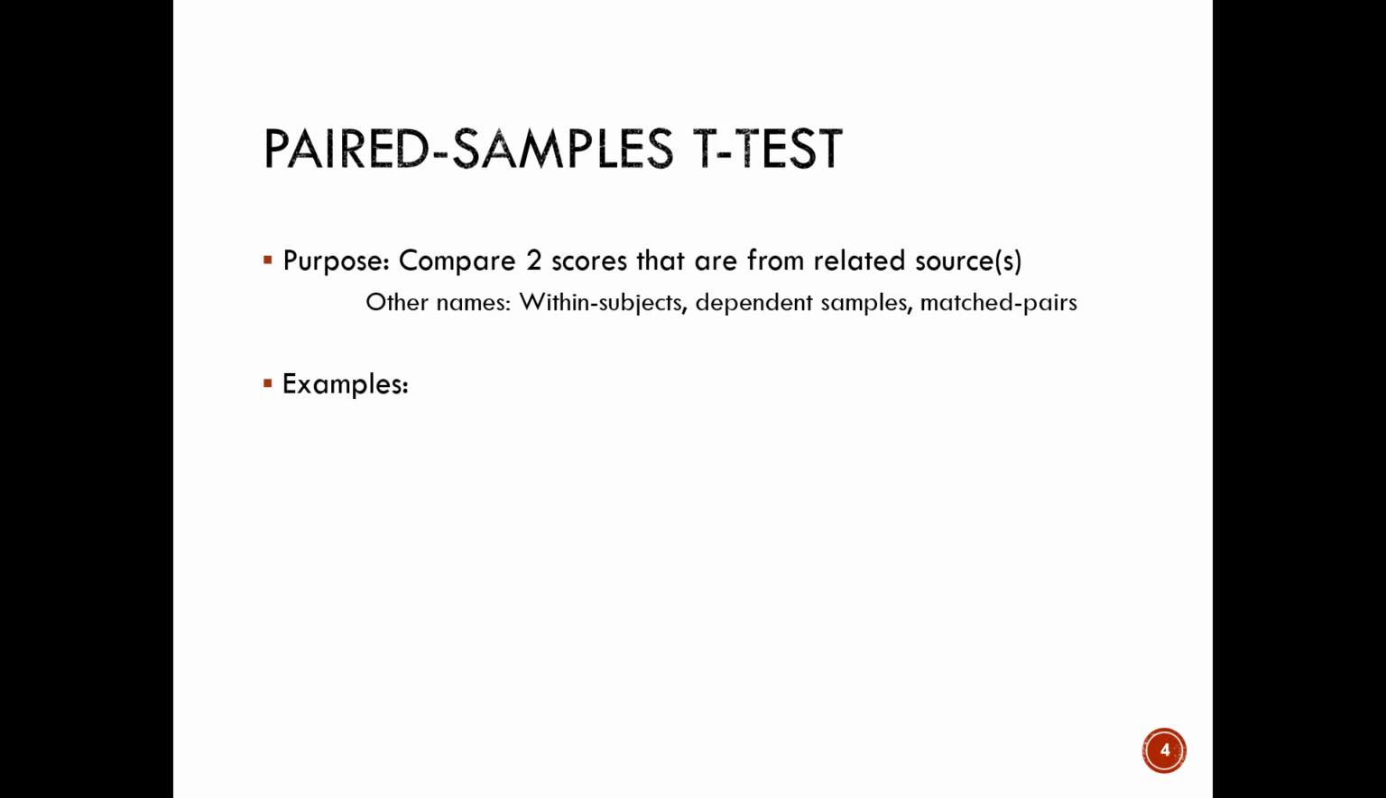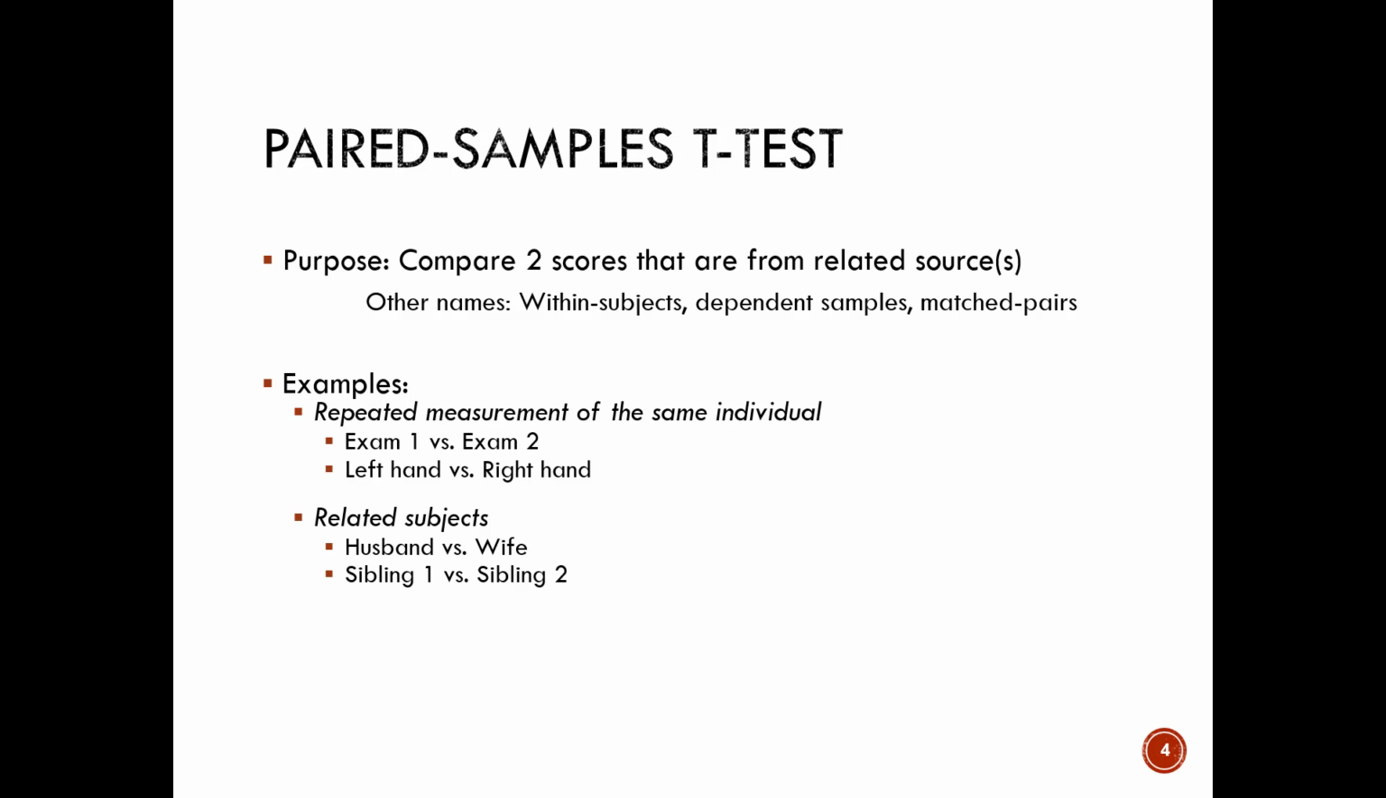Here are some examples of when you might use a paired samples t-test. First, you might take repeated measures of the same individual, for example, exam 1 score versus exam 2 score from the same individuals. Or you measure somebody using their left hand and then again using their right hand. Or perhaps you have related subjects, for example, husband and wife who live in the same household.